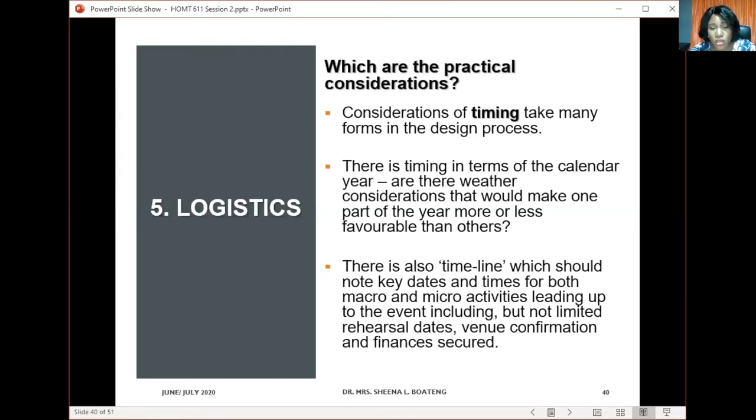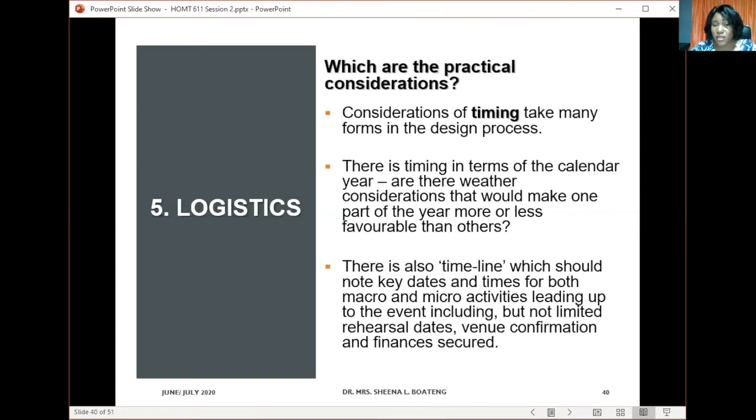So you need to think about timing in terms of the calendar year. What events are being organized around the same dates? You also need to think about timing in terms of the seasons and weather. During the rainy season, which usually happens between April and June, July, people are encouraged not to have events outside because you never know when the sky will change and there will be a downpour. So these are all things that you need to think about.